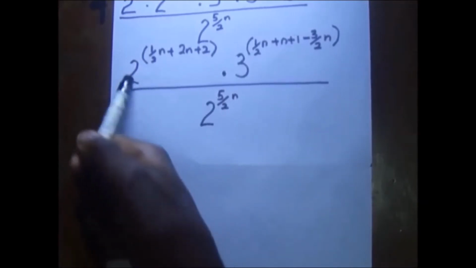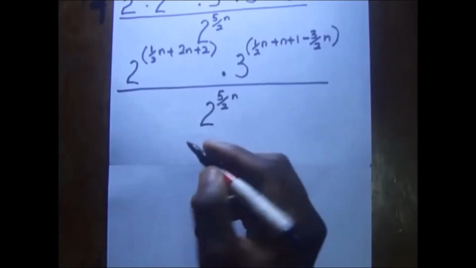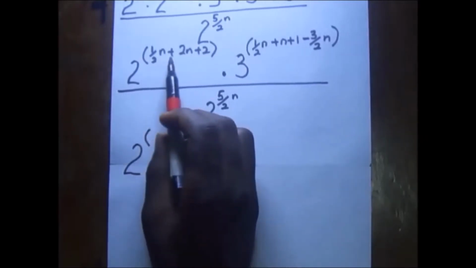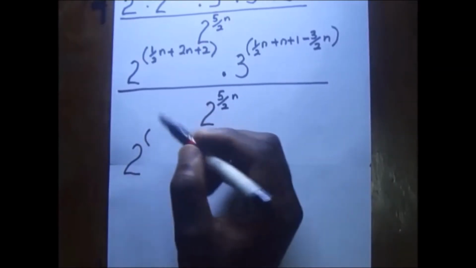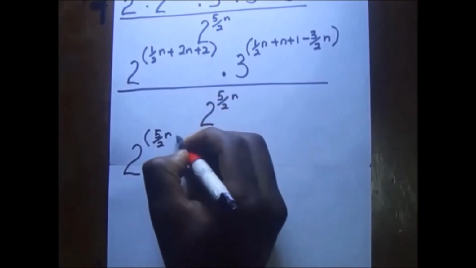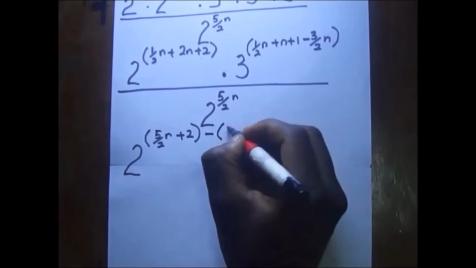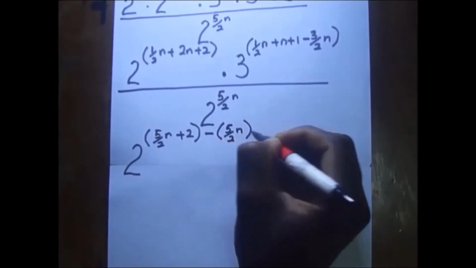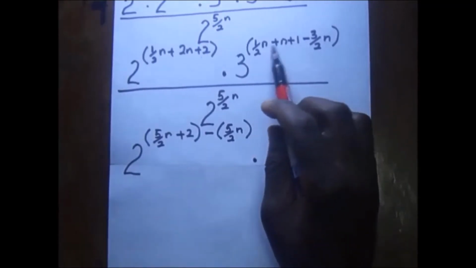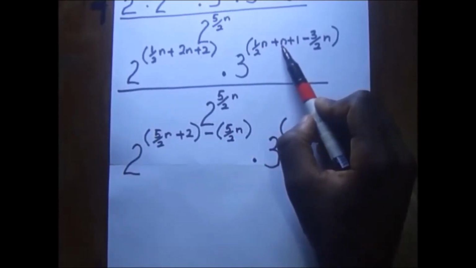You're dividing two indices with the same base, so what do we do to the powers? We subtract the powers. So this is going to become 2 to the power, now a half n plus 2n is simply 2 and a half n, which is 5 over 2n, plus 2, minus 5 over 2n, multiplied by 3 to the power a half n plus n, which is going to be 1 and a half n, which is 3 over 2n.